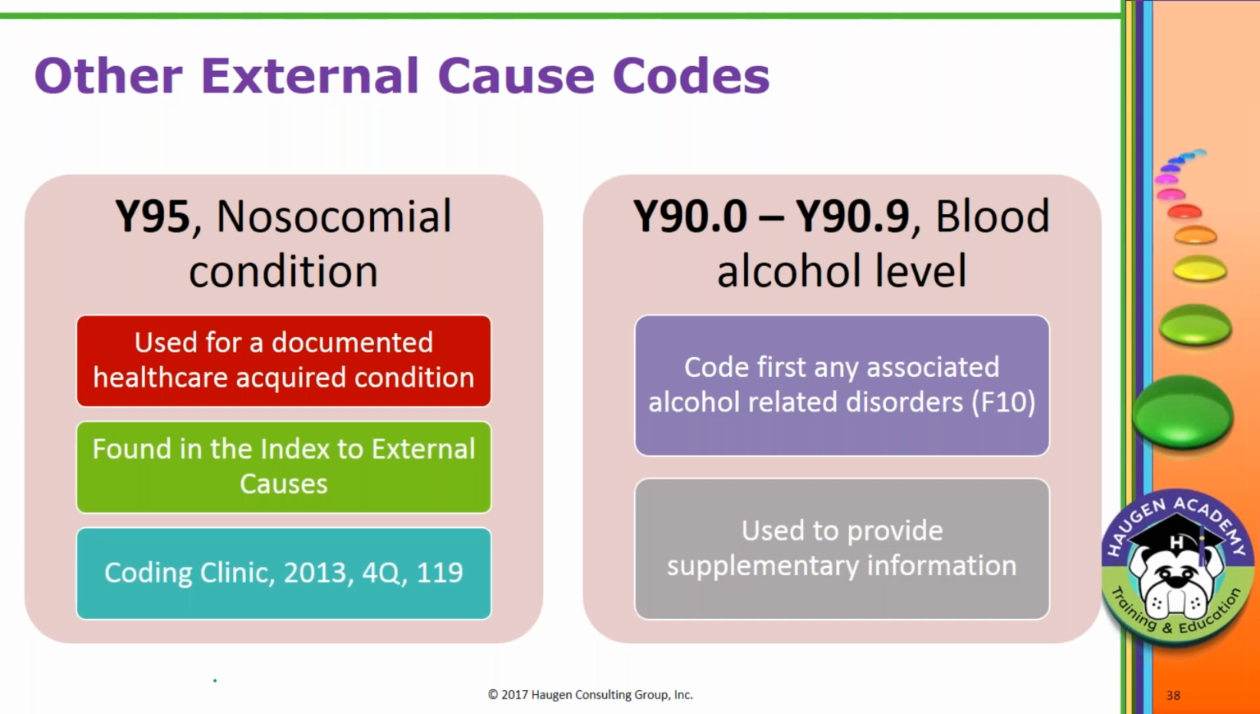There is another kind of unique code, and that's the Y90. This is a code that classifies the patient's blood alcohol level. These codes should be used in addition to codes from category F10, those F10 alcohol-related disorders. That's when you can also apply the blood alcohol level if they give that to you in your documentation.